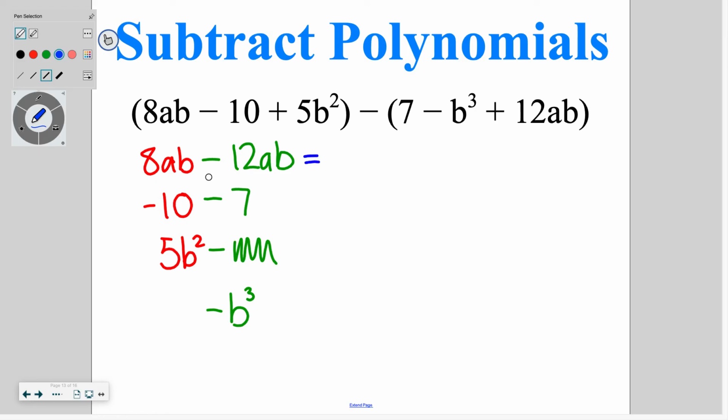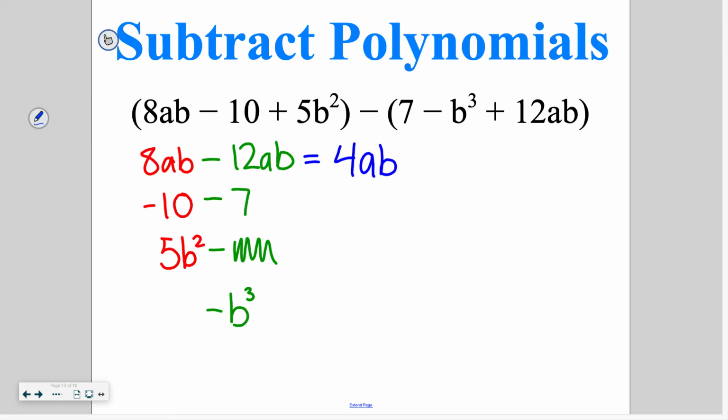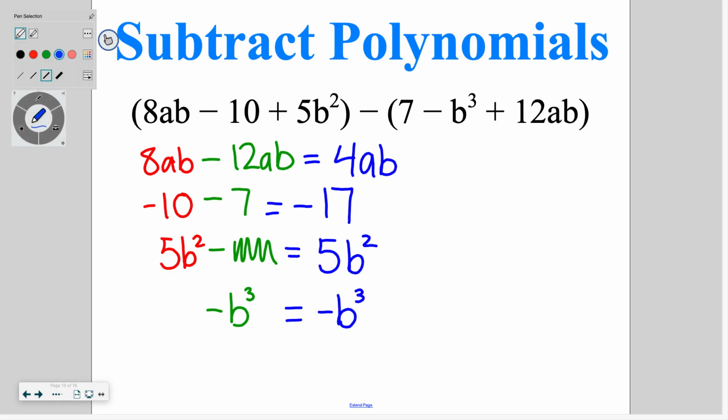I've got 8ab minus 12ab, giving me 4ab. Negative 10 minus 7, giving me a negative 17. 5b squared minus nothing is 5b squared. And then I've got nothing minus b3, so I've got a negative b3.